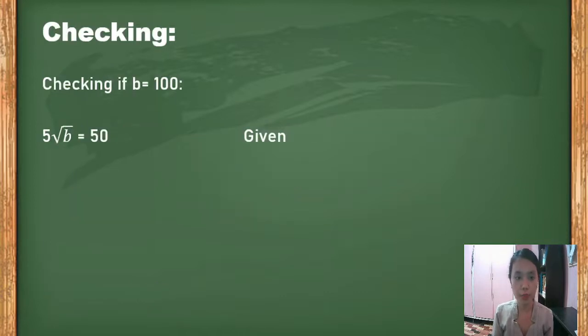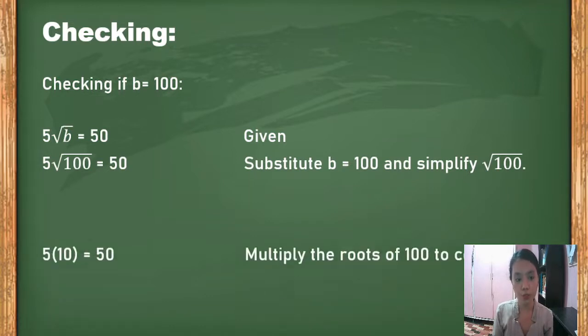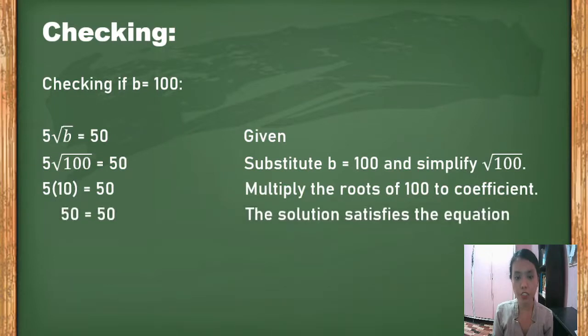So, check natin kung tama yung sagot natin. Again, substitute natin ang 100 sa given. So, we have 5 square root of 100 equals 50. Simplifying square root of 100, the answer is 10. So, multiply natin sa coefficient of 5. So, 5 times 10, the answer is 50. Again, both sides ay nag-equal. So, therefore, our solution satisfies the equation.